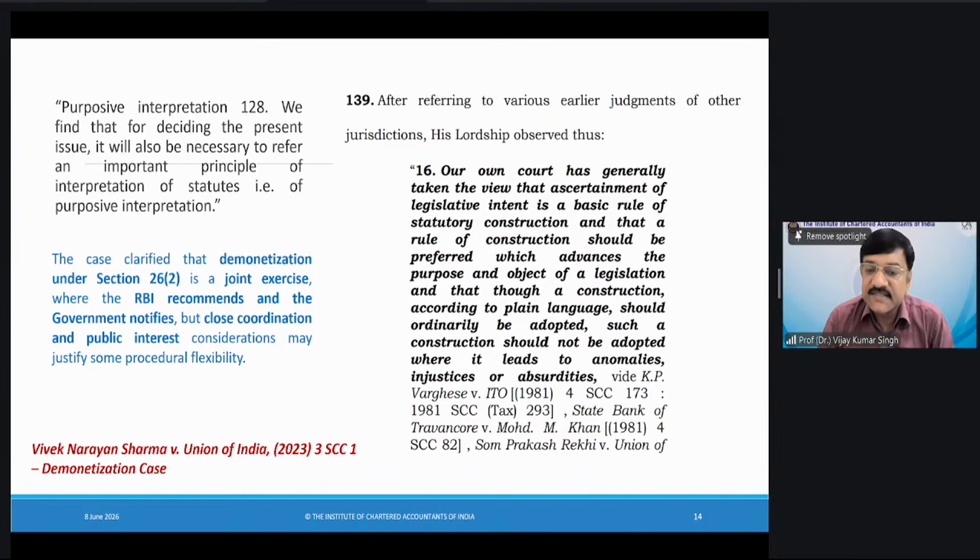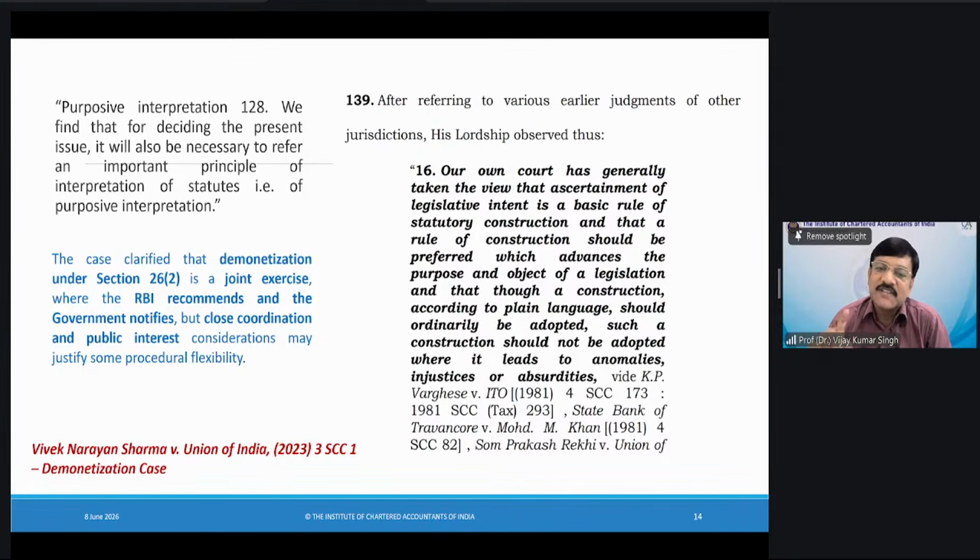In this case, Justice Nagaratna wrote a dissenting opinion, and it said that government first took a call on demonetization, it gave the order, and later on consulted with RBI. And as per her, the process should have been that RBI should have initiated the point, government should have agreed to it, and then demonetization should have happened.